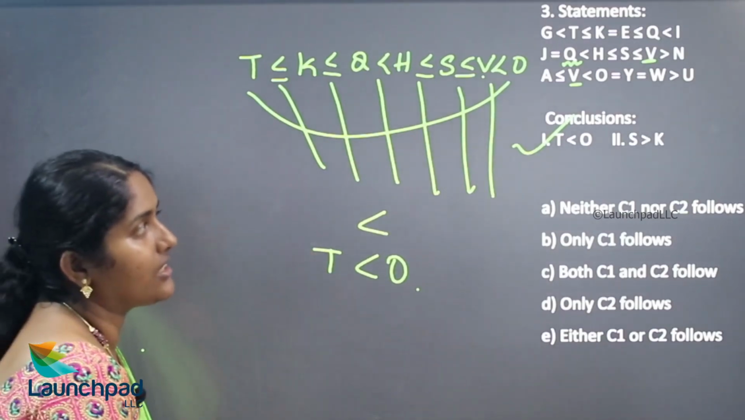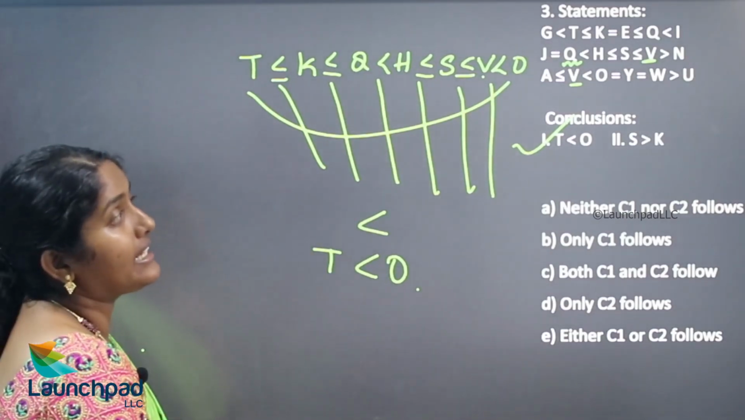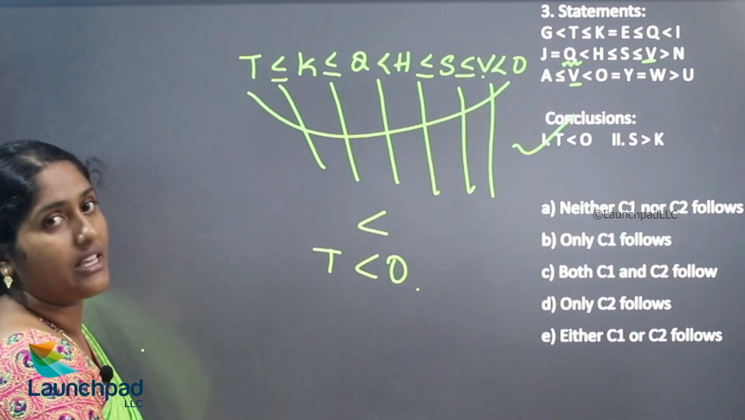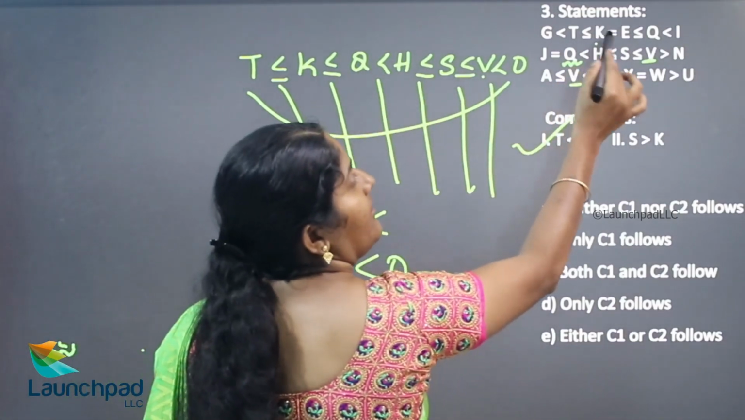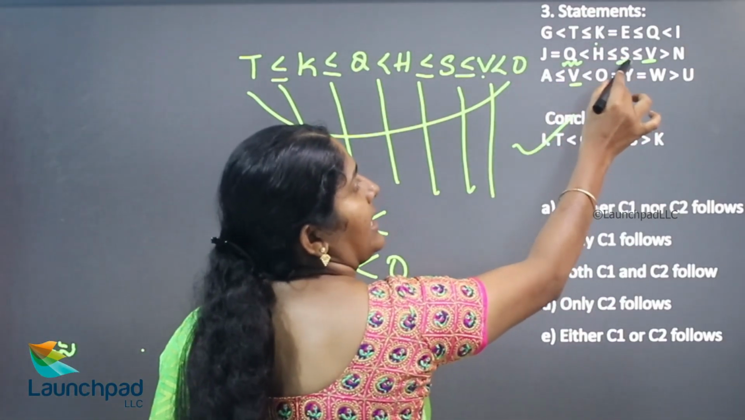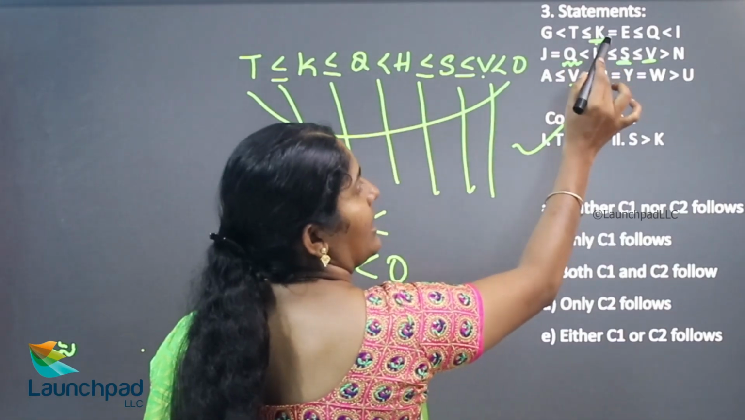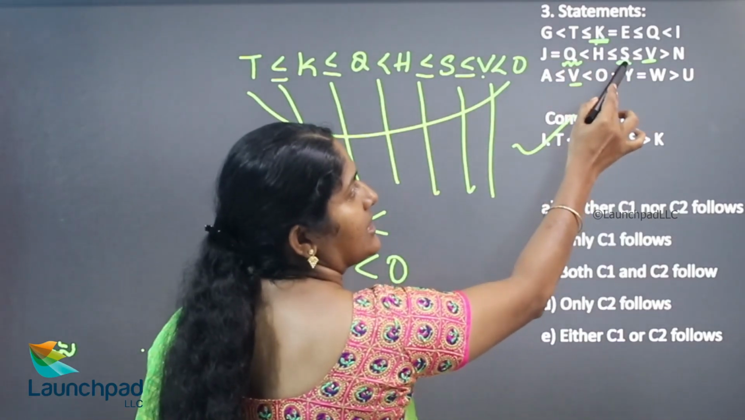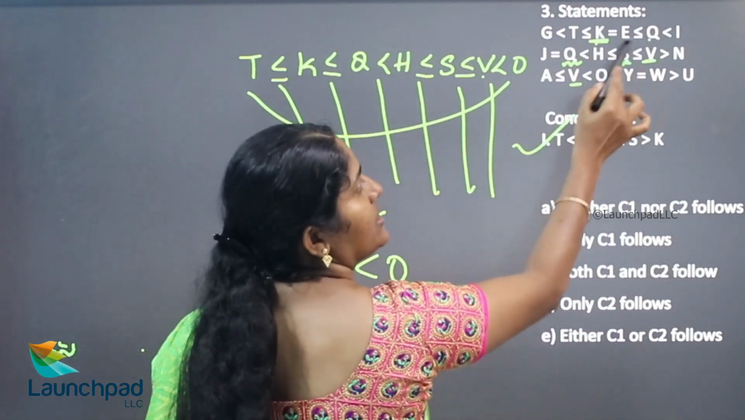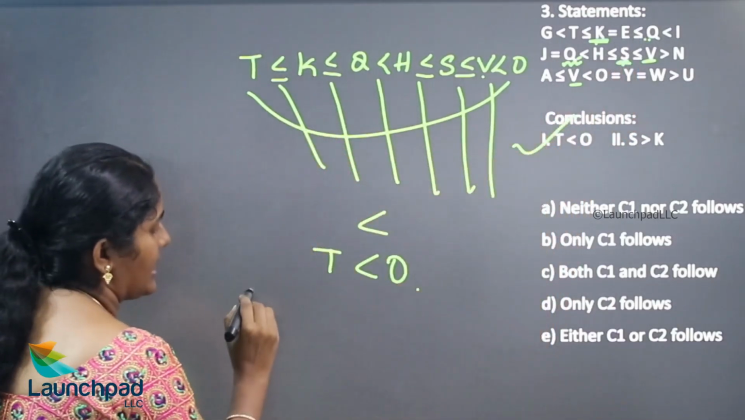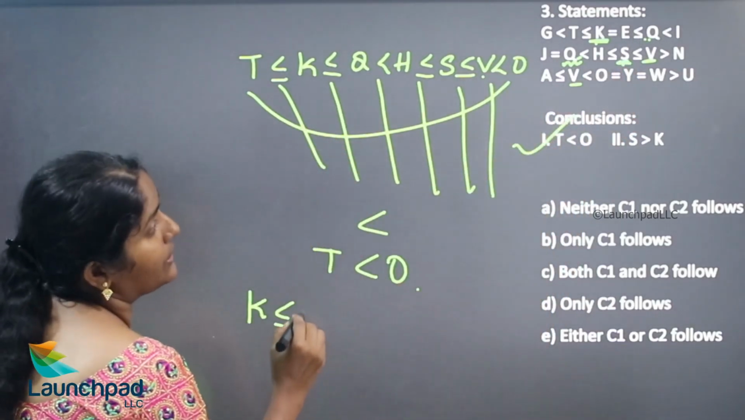And your second conclusion, S greater than K. Where is K available? Here. Where is S available? In the second statement, here K is available. So K and S, which one is common?